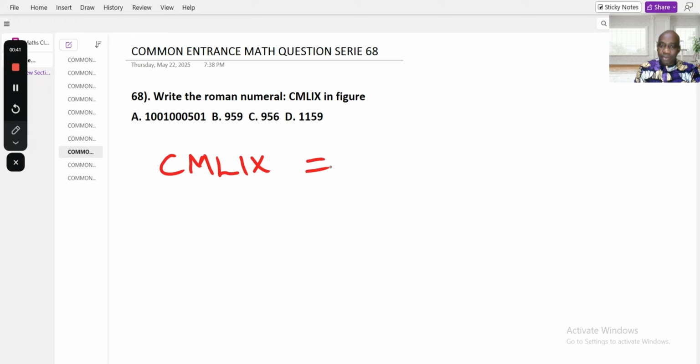Let's break it down. Wherever you see a number that is lesser than something, CM. What is our CM? Our CM is when you put 100 behind 1000, it means 1000 minus 100 is going to give you what? It's going to give you 900. And what is our L? Our L is 50.